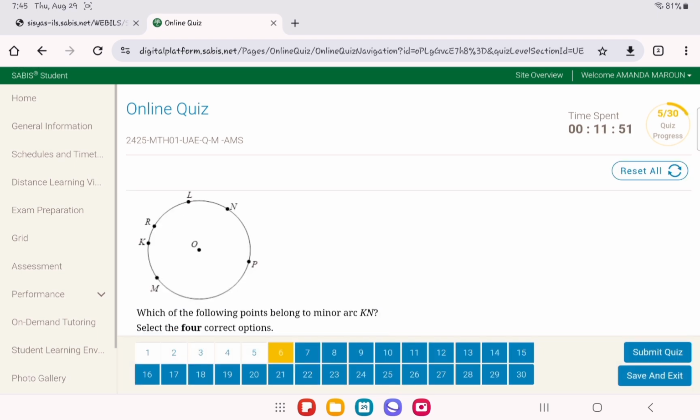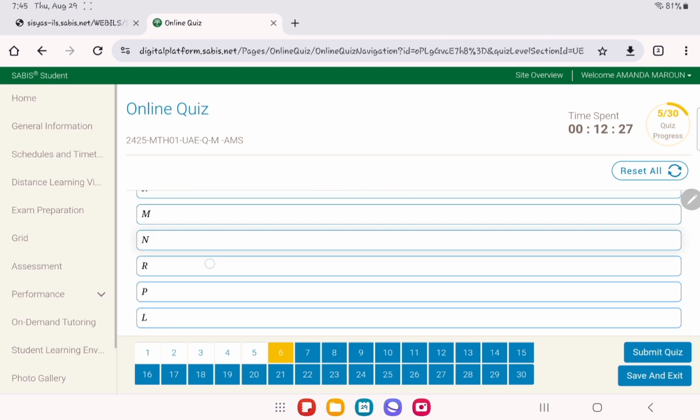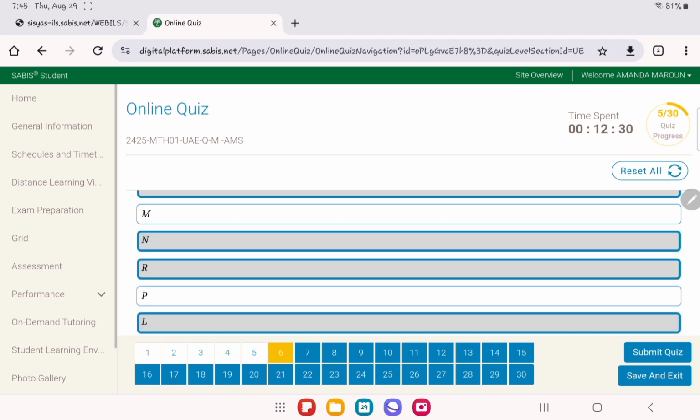Now, which of the following points belong to minor arc KN? Watch out in the exam if they tell you minor or major. So this is arc KN. Are they talking about the one in blue or the one in pink? Definitely the one in blue is the minor. So the points that are on minor KN are K, R, L, and N. So our answers are K, R, L, and N.